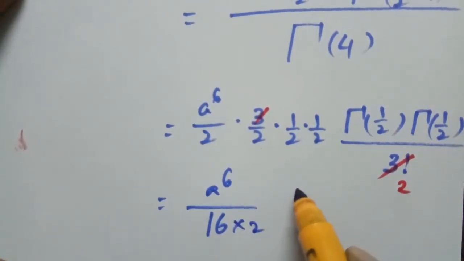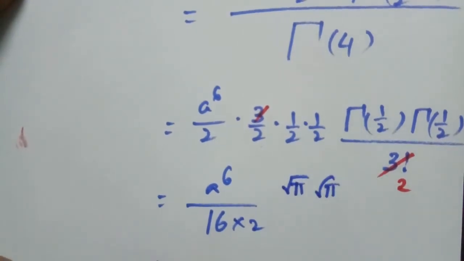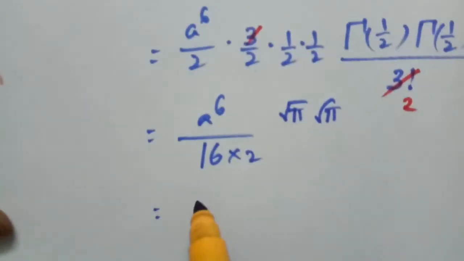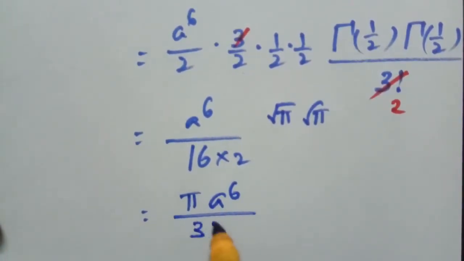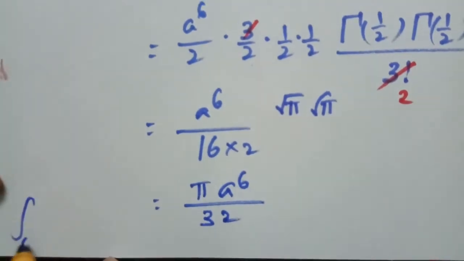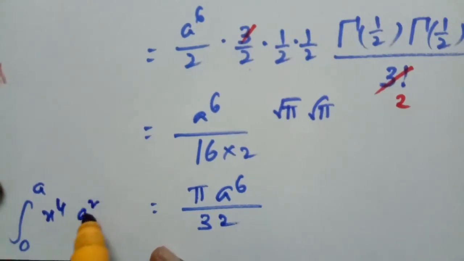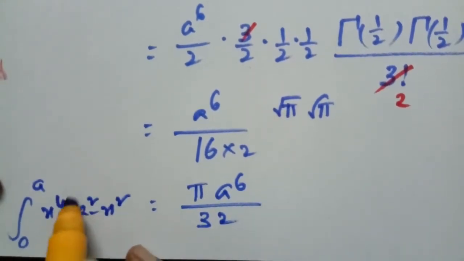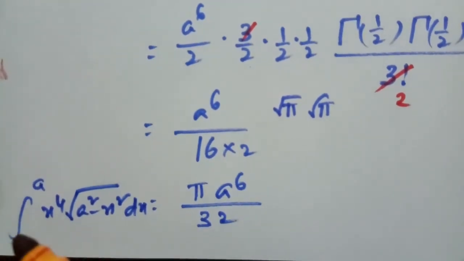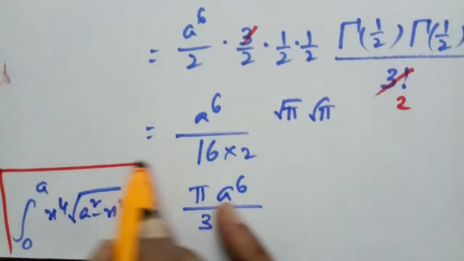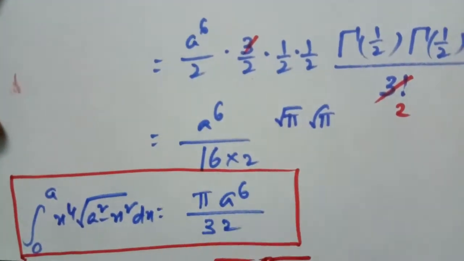Gamma of 1 by 2 into gamma of 1 by 2, square root of pi into square root of pi. Therefore this is equal to pi into a to the power of 6 by 32. This is the integral 0 to a x power 4 into square root of a square minus x square dx. This is our required answer for the given integral.